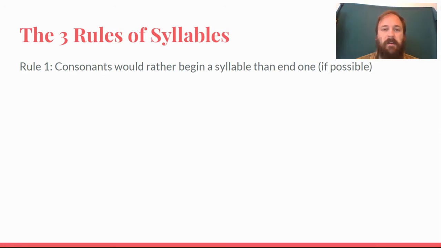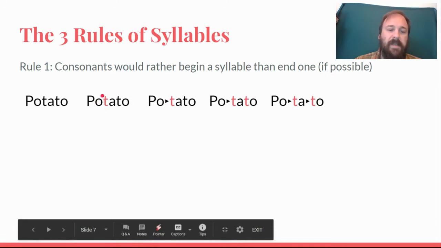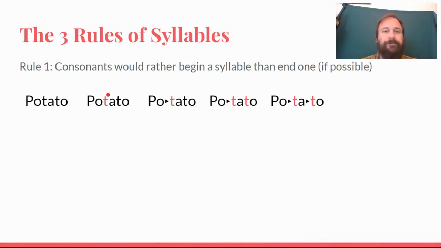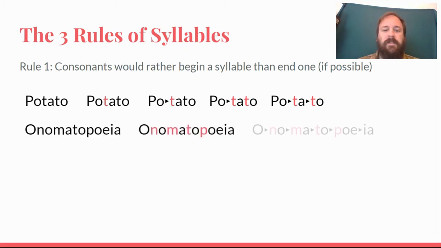So let's look at our example from before. Potato. Here we go. This T in here, it would rather begin a syllable than end one. We're going to put that T with the second syllable. Ta. And then we get to this next T. Again, it has a choice. It can start the next syllable, and so it does. Po, te, to. There we go. Perfect.